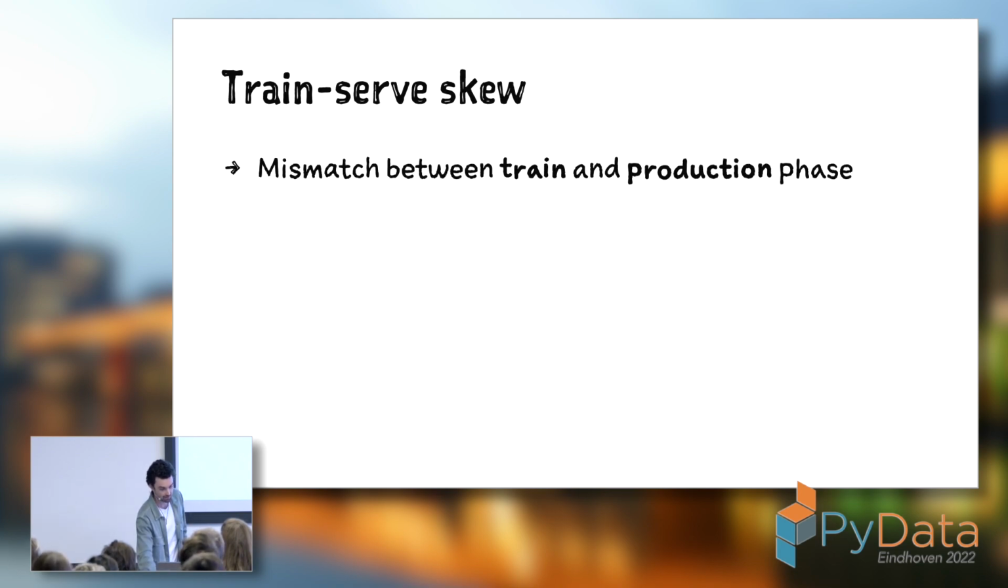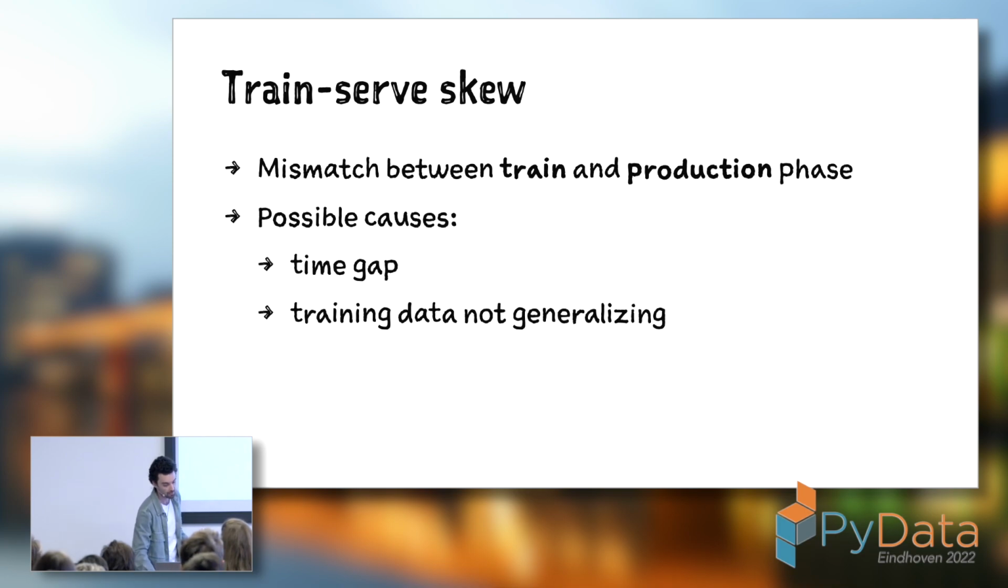And lastly, we have this training-serving skew, which is actually the mismatch between the train and production phase. This can have multiple causes. There can be a time gap between the moment you train, where you have data that's maybe a few months old, you took a sample, and then when you use it for production, something changes. There's a reason why it's not adding up, and it's basically just your training data not generalizing to your current case.